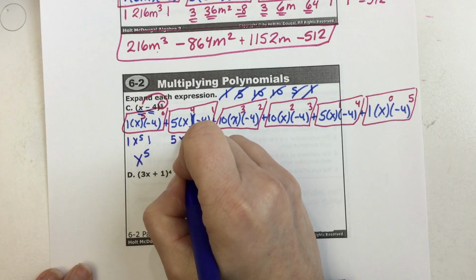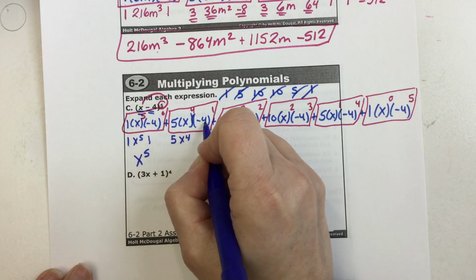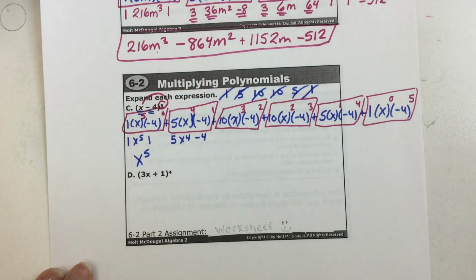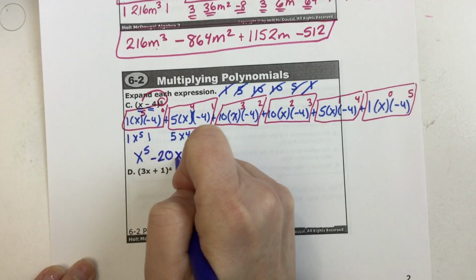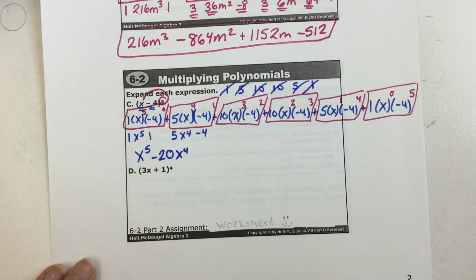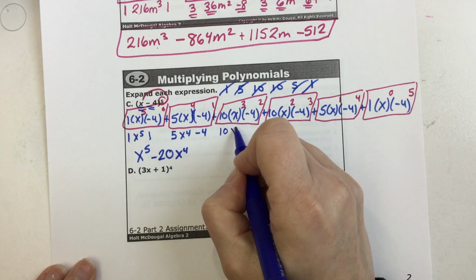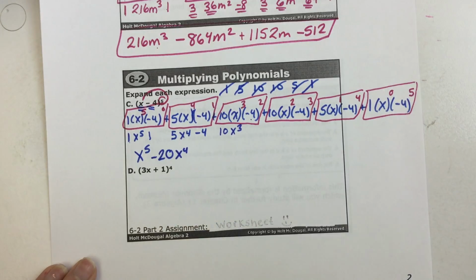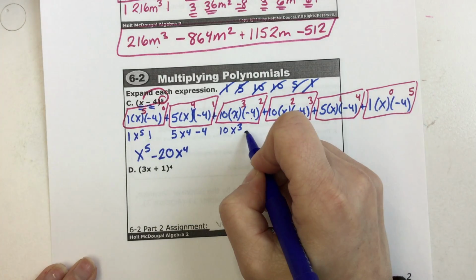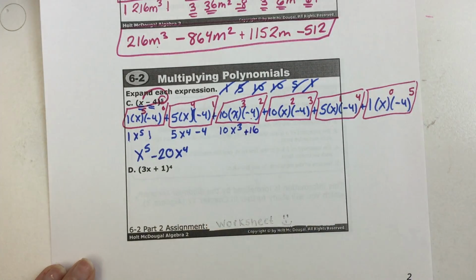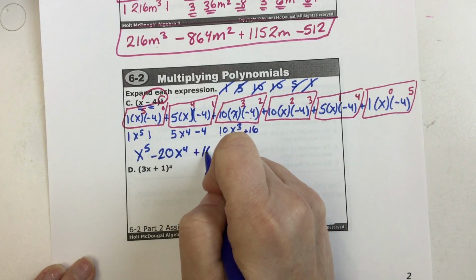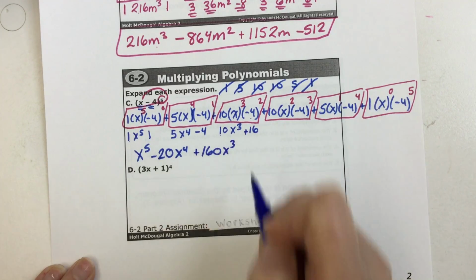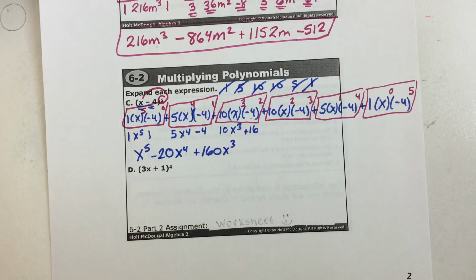Go to the second term. I have a 5. X has a power of 4. Negative 4 to the power of 1 is negative 4. You multiply. 5 times negative 4 is negative 20. X has a power of 4. Go to the next term. 10. X has a power of 3. Negative 4 squared. Negative 4 times negative 4 is a positive 16. 10 times 16 is 160 x cubed.